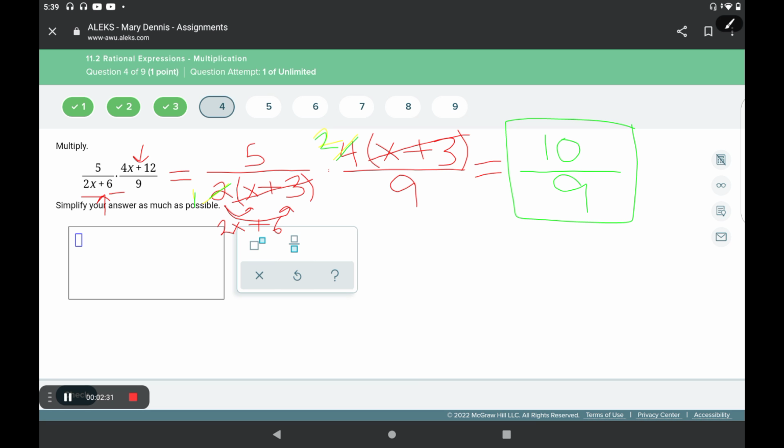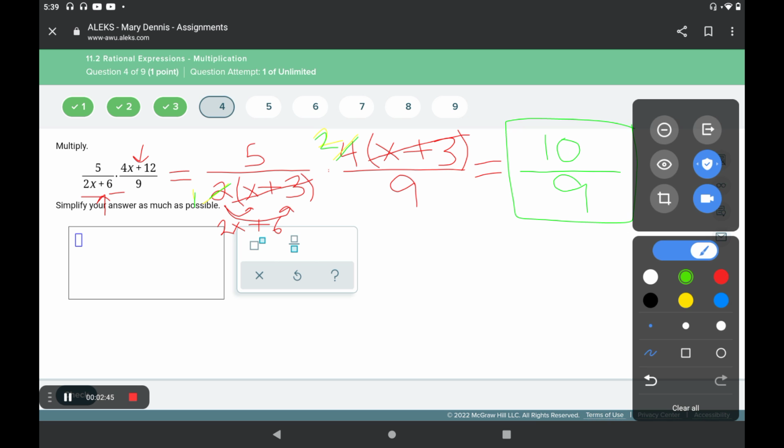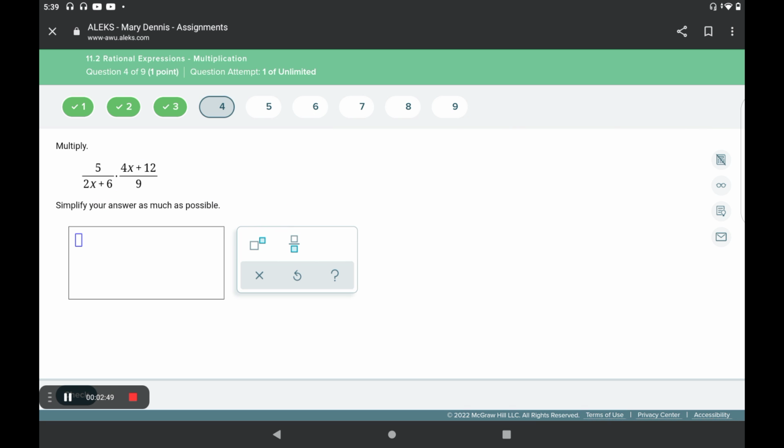Alright, looks a little crazy. We're going to do another one. Don't worry about it. Really, you just want to make sure that anything that's added, you put in parentheses, and you want to make sure the parentheses look the exact same before you do anything with them. Okay, let's go to the next one.